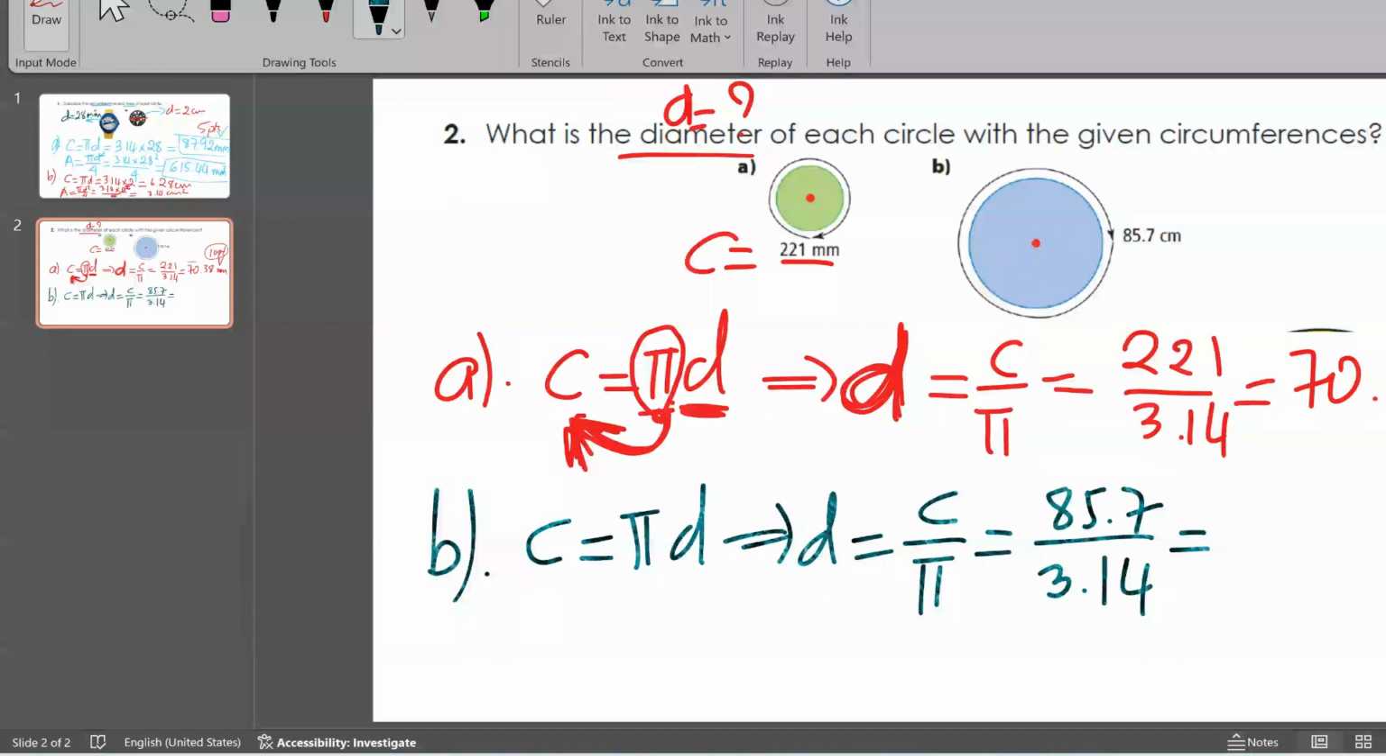Okay. So check. The circumference is 85.7 divided by 3.14. Can you check with your calculators?